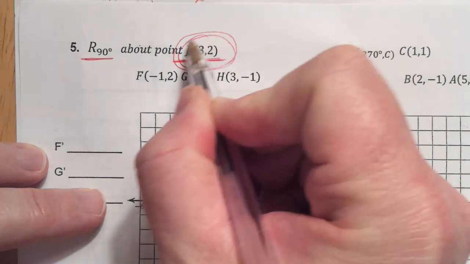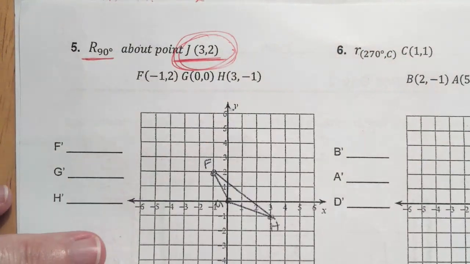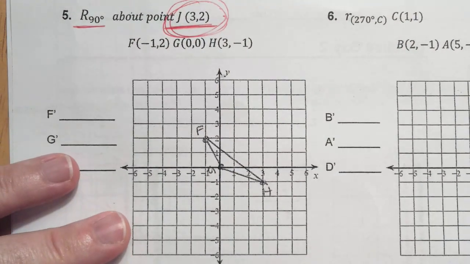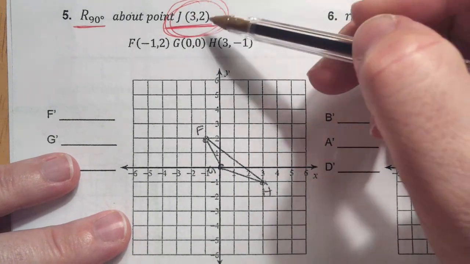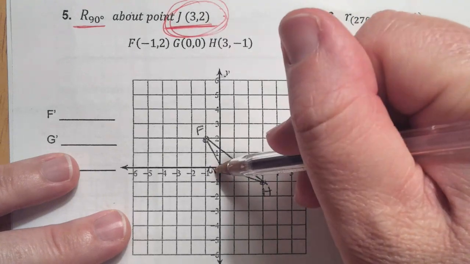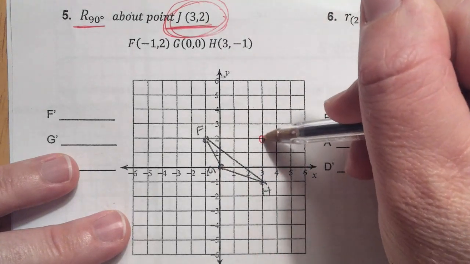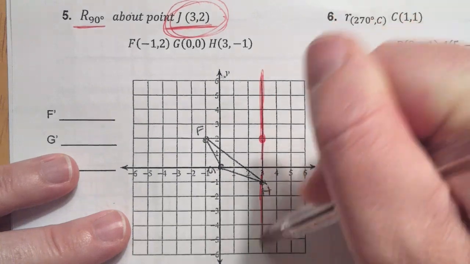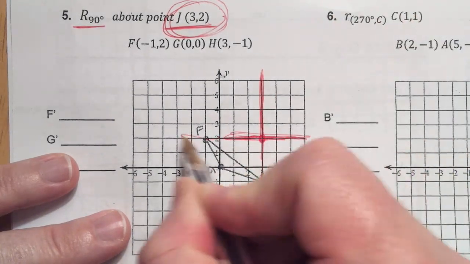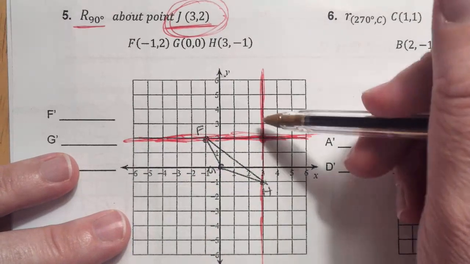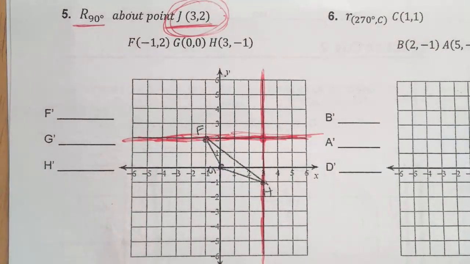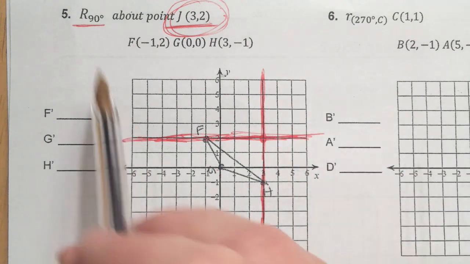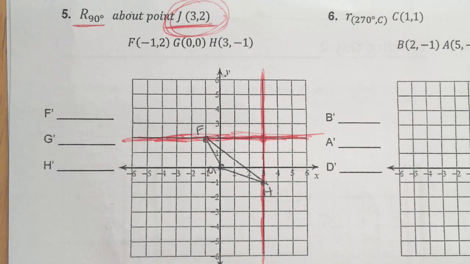Okay, so they said around this fake point. So what do you think you do? We are going to plot this fake point. So +3, +2, we're going to make our axis lines at that point. All right, so that's our fake axis lines. Okay, now what do we do? Now that you have your fake axis lines, what do you think you do next?